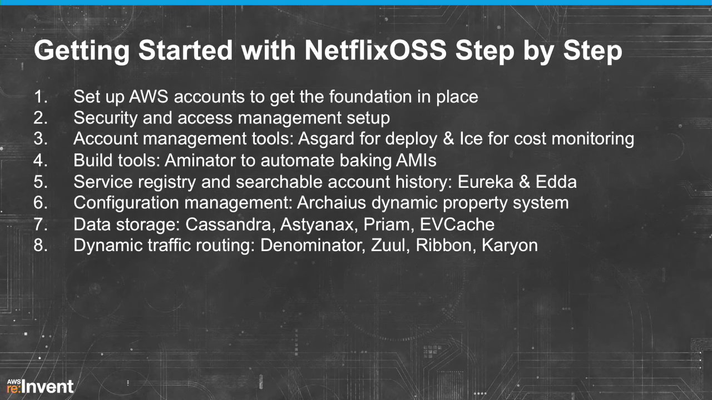Then you're going to want to route traffic into this system. This is where Rosalind's going to take over, because he's giving a talk later this afternoon that's particularly about this point. But Denominator for DNS management. Zuul is an API proxy management tier. Ribbon is the client-side calling outbound libraries, and Karyon is the sort of base server that you call into, and all of that, different parts of the framework.